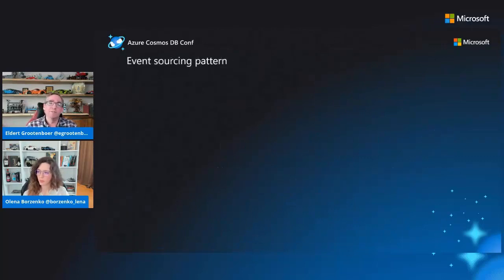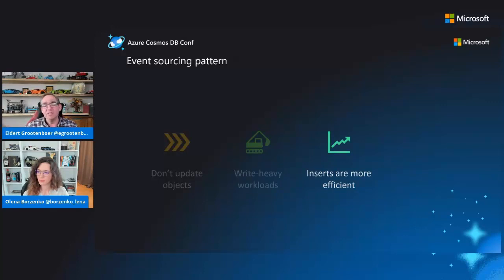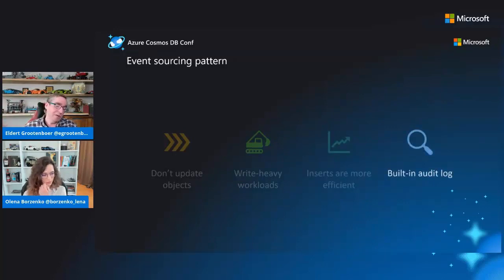So why should we use event sourcing for this then? Event sourcing doesn't update objects. It just does inserts. So this means that it's perfect for write-heavy workloads, right? We are all writing this data all the time, because inserts are much more efficient. If you just do inserts and don't do updates, we can make this much more efficient by just calculating the end state of these events. And of course, we have a built-in audit log now as well, because we just have all the events, and we can see what events came in, and we can just rebuild this and replay this.